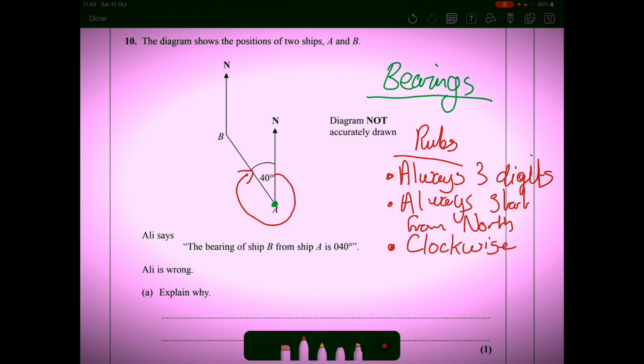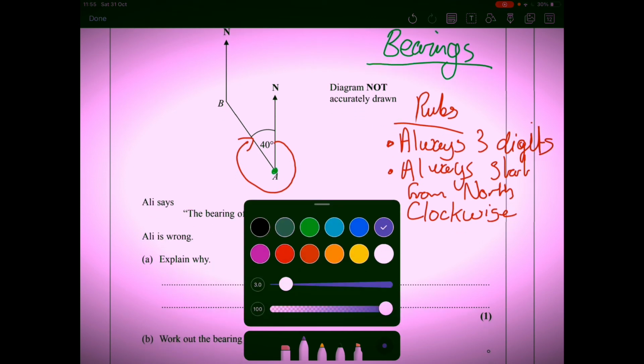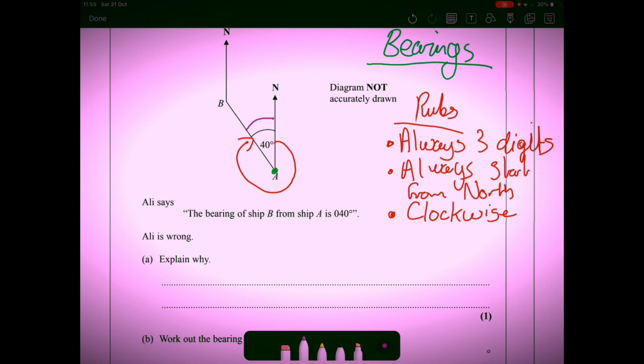So in this example here, Ali has gone from north but gone anti-clockwise. So your answer here is saying she has gone anti-clockwise. That would be enough for 1 mark.